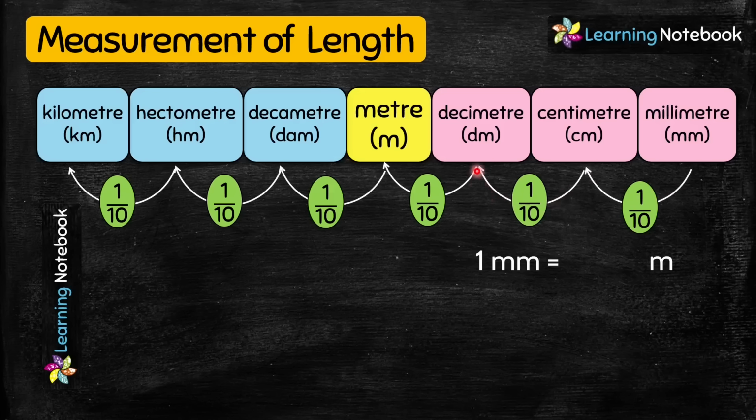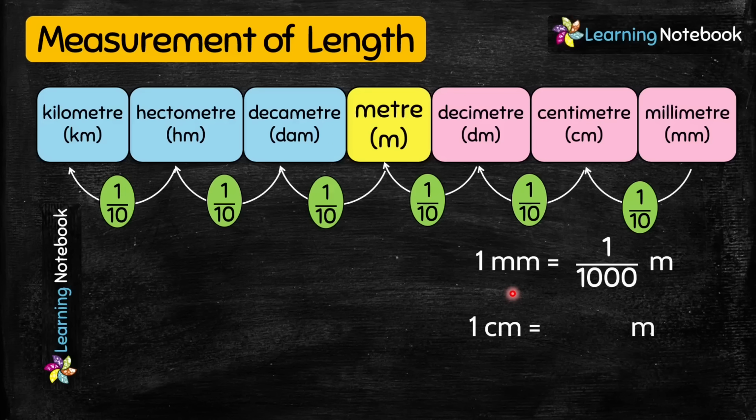1, 2, 3. So this means 3 times. So to convert millimeter into meter, we will do 1 by 10 multiplied by 1 by 10 multiplied by 1 by 10, which is equal to 1 upon 1000. So 1 millimeter equal to 1 upon 1000 meters.